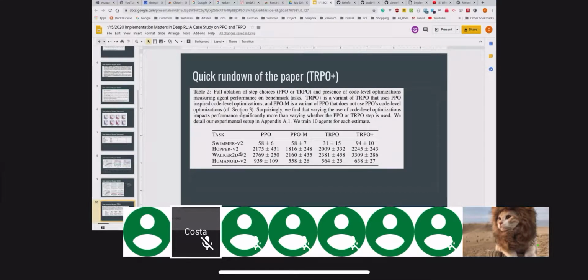So this is basically a quick rundown of the paper. Anyone have any questions, things you would like to discuss? Yeah, go ahead.